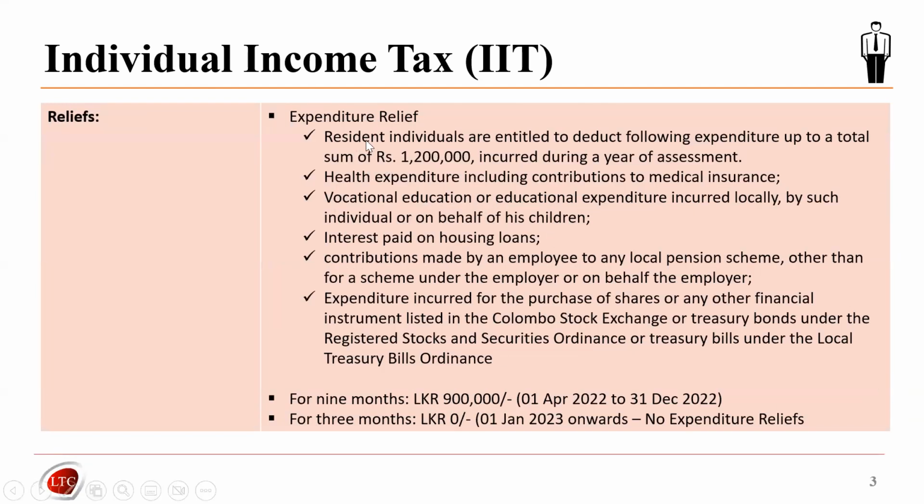Here, expenditure relief: a resident individual is entitled to deduct health expenditure and vocational education, but here it should be incurred locally, even on behalf of your children. Also, you can deduct housing loan interest, and contributions made to any local pension scheme. Any investment you made in the CSE, Colombo Stock Exchange, by purchasing shares, treasury bills or treasury bonds, you can deduct, but for this year you can take a maximum of 900,000. After that, from 1st January onward, there is no expenditure relief.